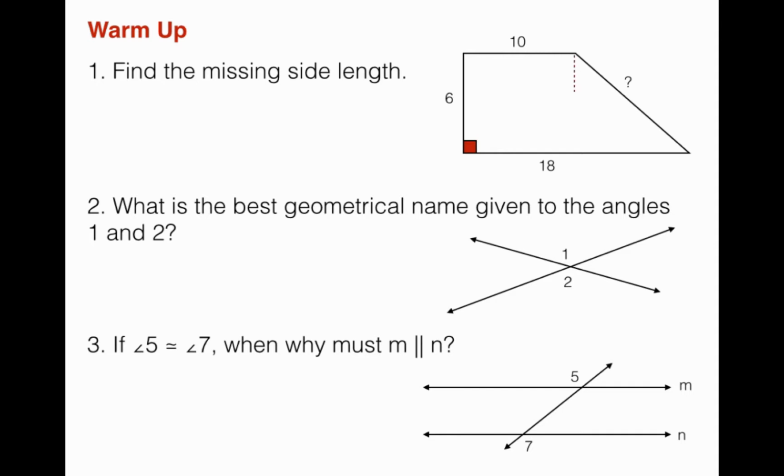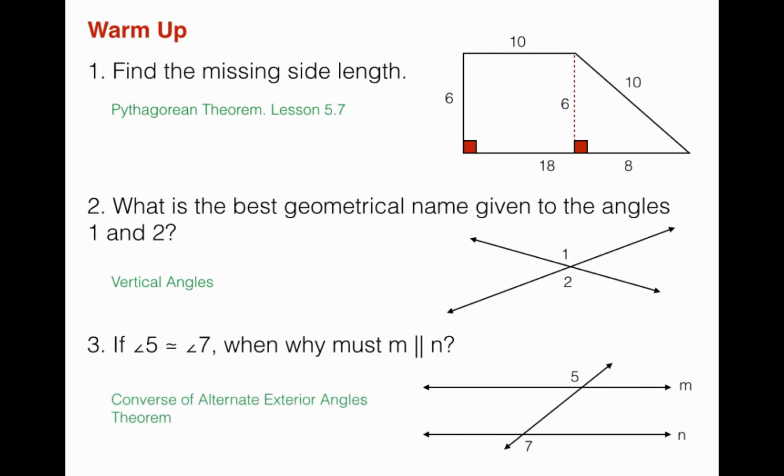For number 1, the answer is 10. This comes from the Pythagorean theorem in lesson 5.7. For number 2, vertical angles. For number 3, the converse of the alternate exterior angles theorem.